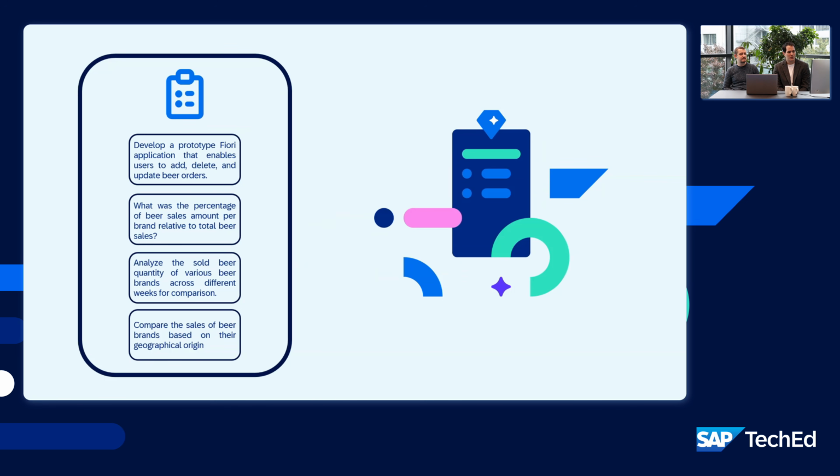So we'll get the percentage of beer sales amount per brand relative to the total beer sales, and analyze the sold beer quantity of various beer brands across different weeks for comparison. And lastly, compare the sales of beer brands based on their geographical origin. So we have a lot on our table. It was quite an ambitious task list, but we can get right into it. We've got a full backlog. Let's get into it.